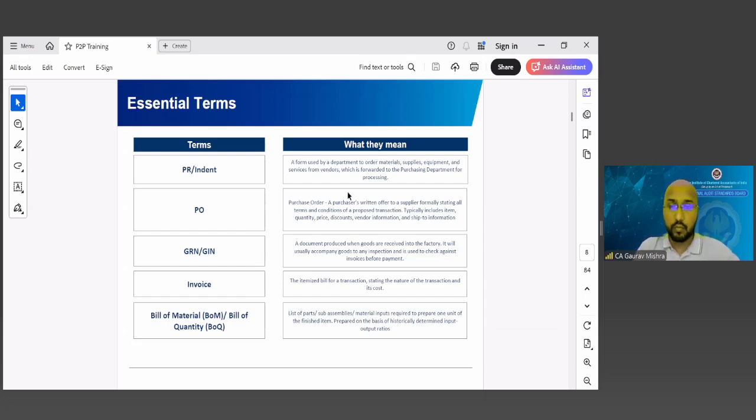Now coming to the part of invoice. Invoice is nothing but the vendor invoice which we used to talk about. Lastly, we are coming to the bill of material oblique bill of quantity.